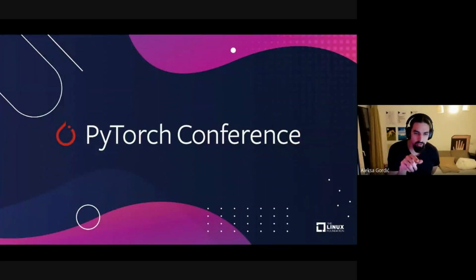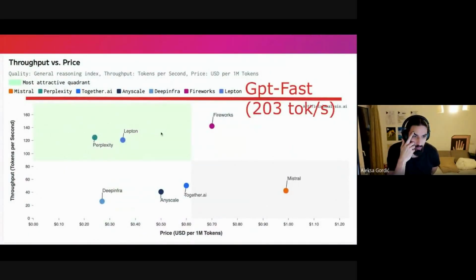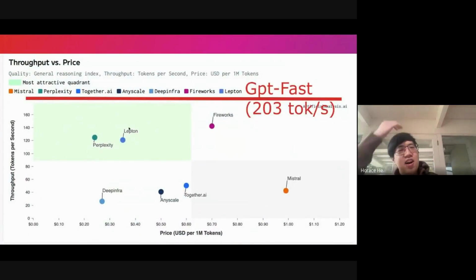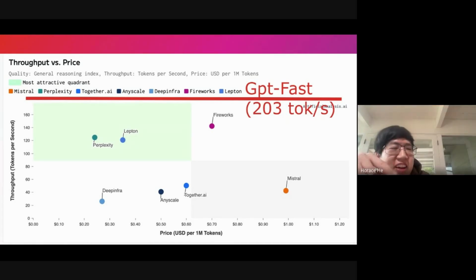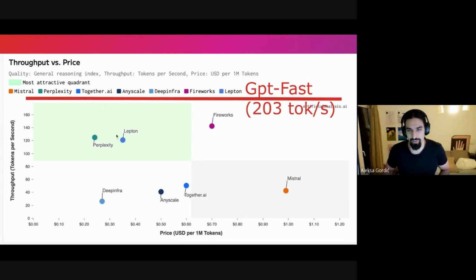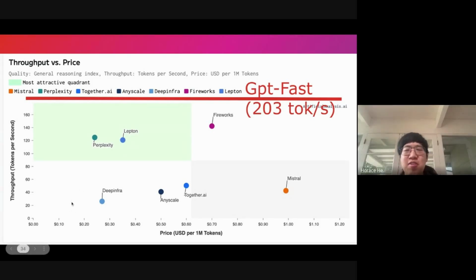Nice. The bit that confused me there is that on the y-axis you have throughput, whereas the whole time you were talking about latency. So how does GPT-Fast actually compare here with this chart? The problem is that they use throughput to mean latency on this website, which I think is a bit confusing. But in this case, they mean effectively latency.